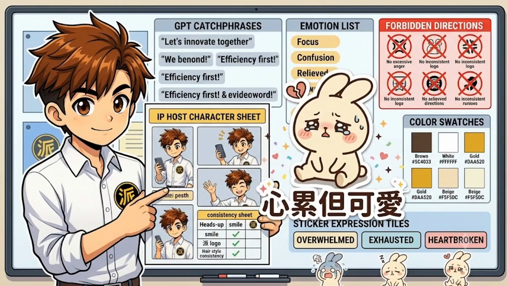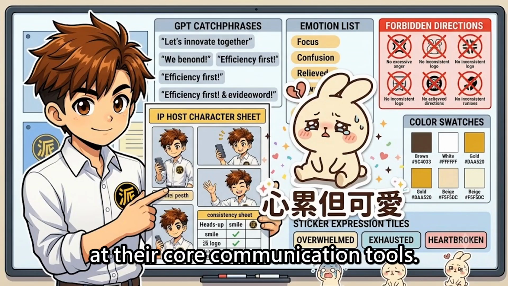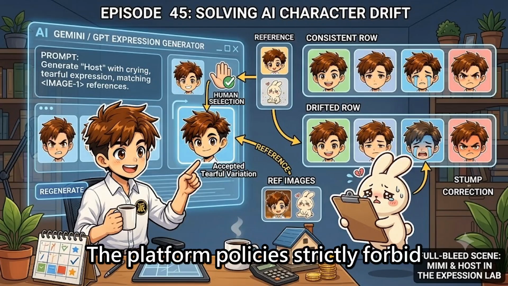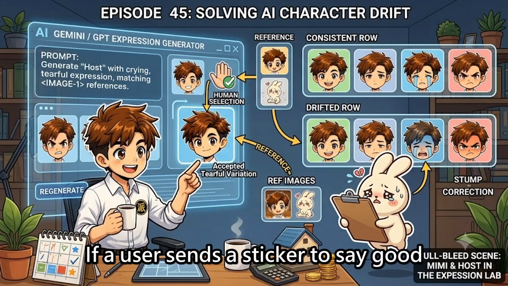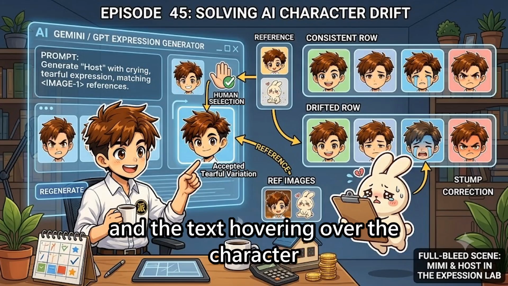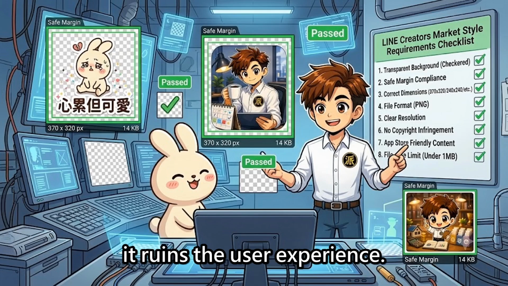And from a policy standpoint, why does that trigger a rejection? I mean, besides just looking weird. Because LINE stickers are, at their core, communication tools. The platform policies strictly forbid nonsensical or confusing content. Right. If a user sends a sticker to say good morning, and the text hovering over the character is a jumble of unreadable glyphs, it ruins the user experience.